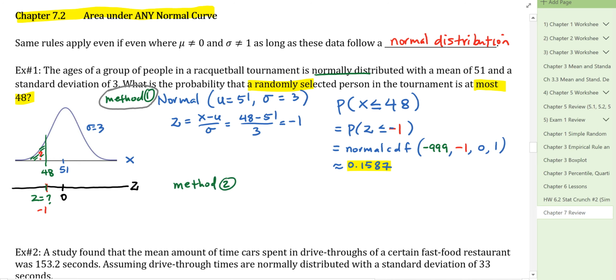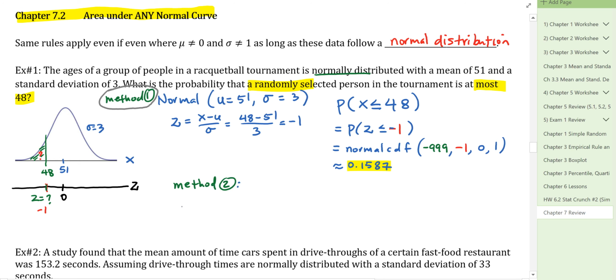Right. For method 2, I don't really need to convert to z, as long as I'm given a normal distribution with mean and standard deviation. Notice that I can write it again if I want. So all I have to do is put it in my calculator. Again, if we convert to z, you could use your table to find the probability. But without converting to z, if I use a calculator, I can just do it directly. So this is a method without converting.